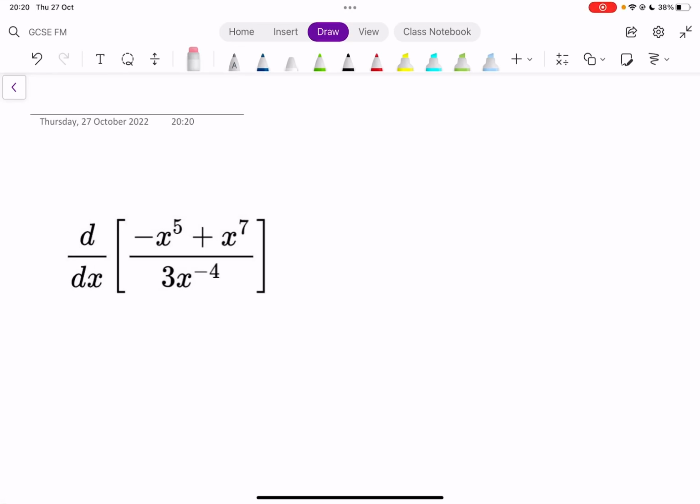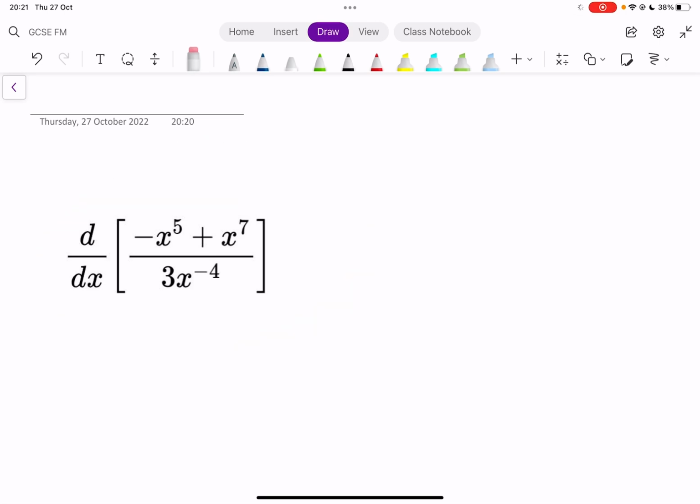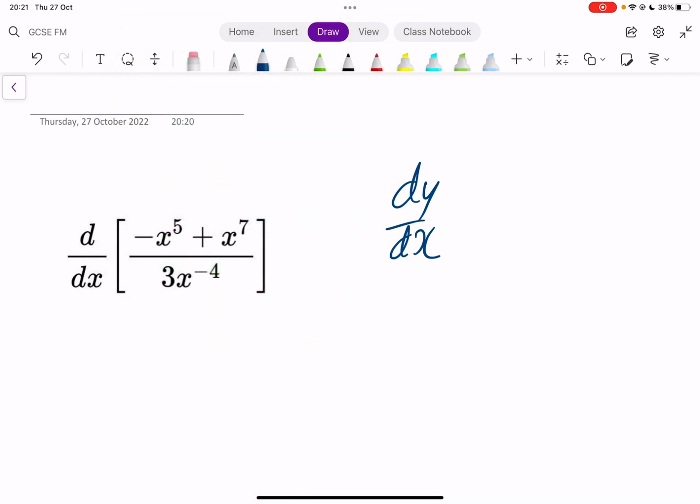Okay, in this video I've been asked to do this sum here, or work out this differential. So before we do this, we're going to explain exactly what this means. If you have dy by dx, what that means is you're differentiating your y, whatever y is, with respect to x.